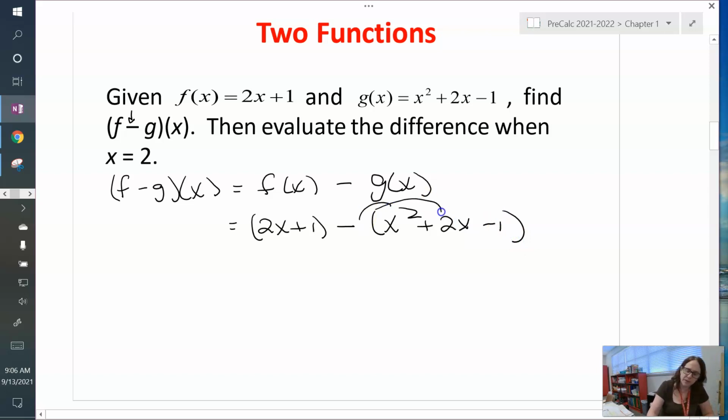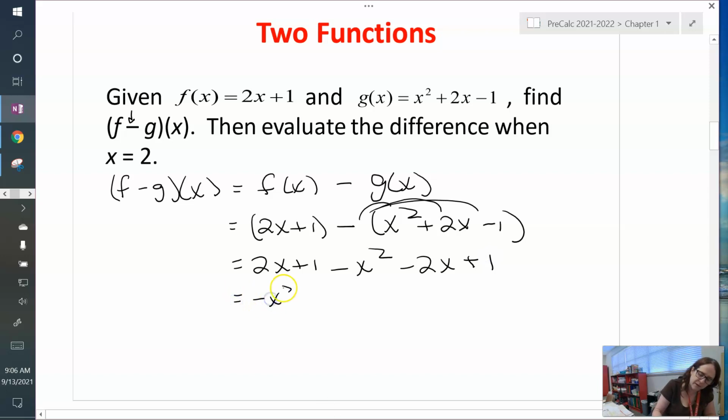Distribute the negative. So I get 2x plus 1 minus x squared minus 2x plus 1. Combine like terms. Negative x squared. I have a 2x and a minus 2x. Those drop out. I have a 1 plus 1, so that equals 2.